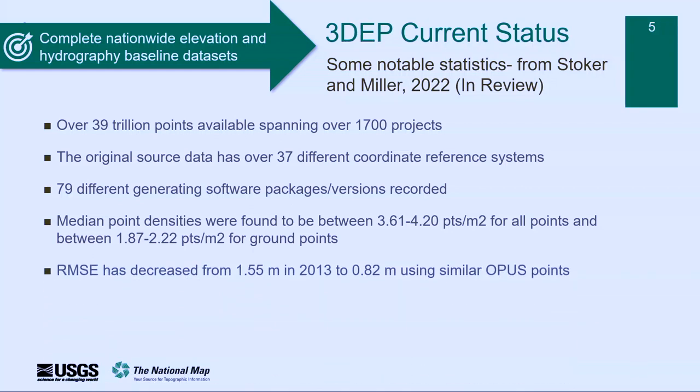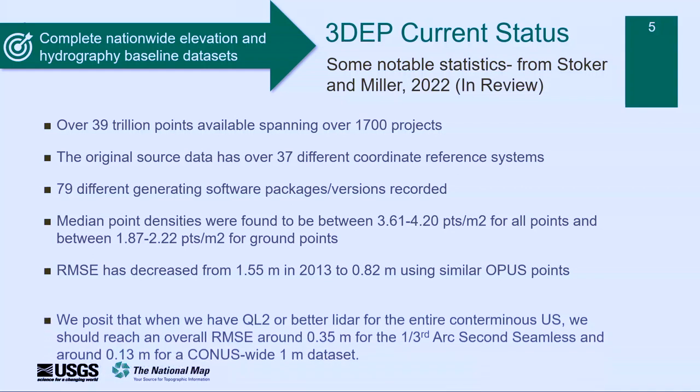We repeated a study that Dean Gesch did back in 2014 to look at the vertical accuracy of the entire 10-meter seamless data. Back then, the RMSE was about 1.5 meters, and now with all of this new lidar that we've been incorporating into that 1/3 arc-second seamless data, the RMSE has dropped down to about 82 centimeters.